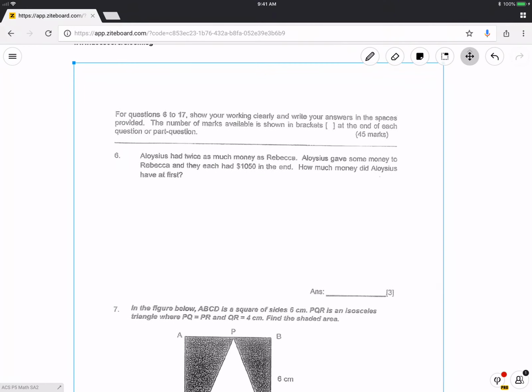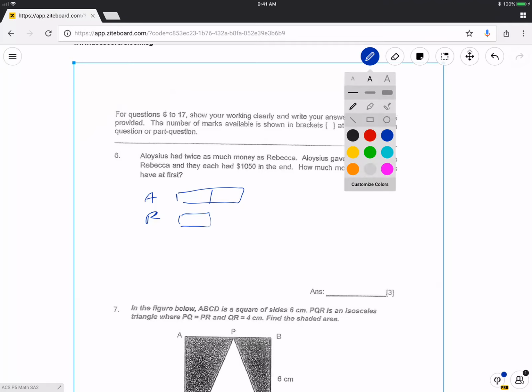Okay, let's continue. So Aloysius had twice as much money as Rebecca. Aloysius gave some money to Rebecca. Each had 1,050. So some money is given.